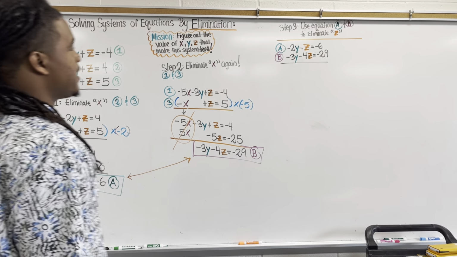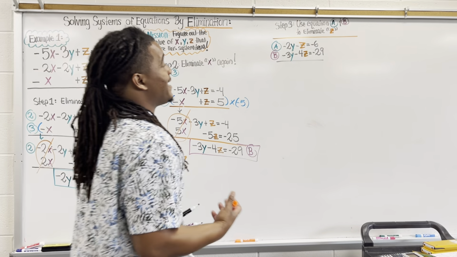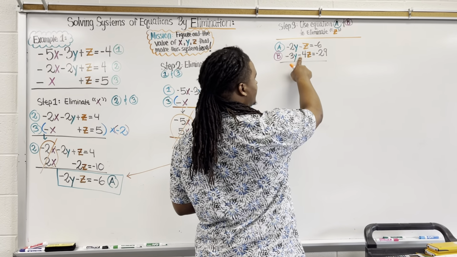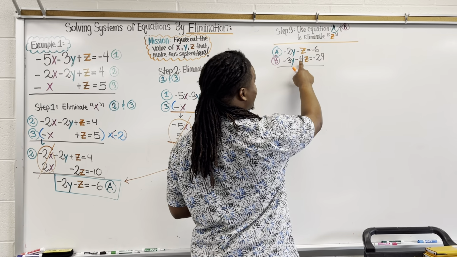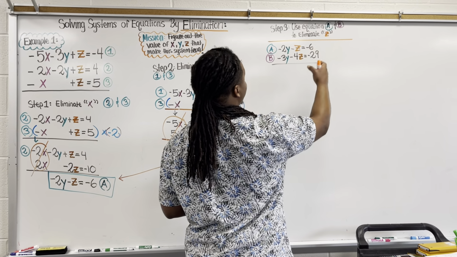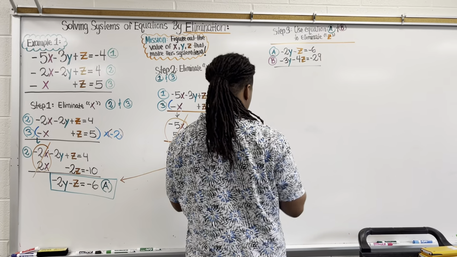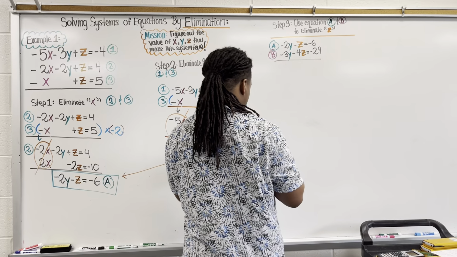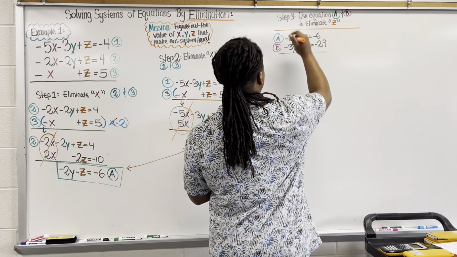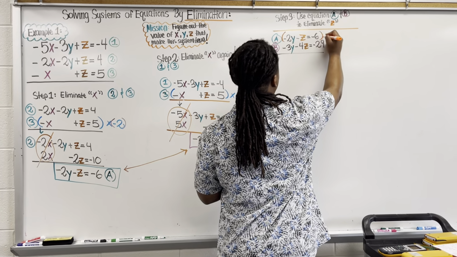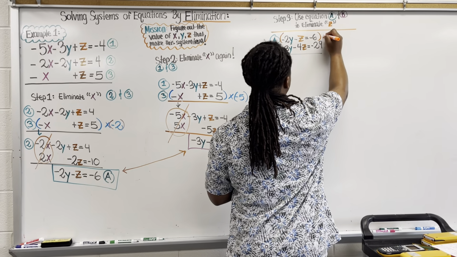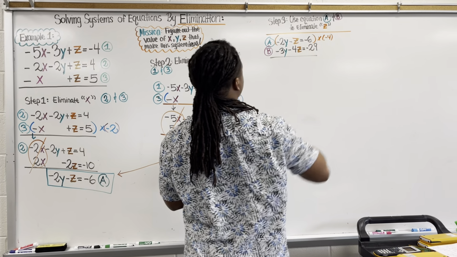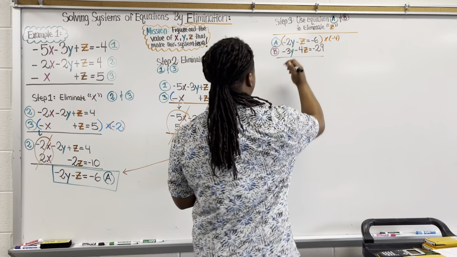Remember, guys, we chose to eliminate z in this particular situation. I have a negative z and I have a negative 4z. The only way to eliminate negative 4z is if I add a positive 4z to it. So in order for us to make this negative z become a positive 4z, we have to multiply the top equation, which is A, by negative 4, because a negative z times negative 4 is a positive 4z. So we're just going to rewrite that.